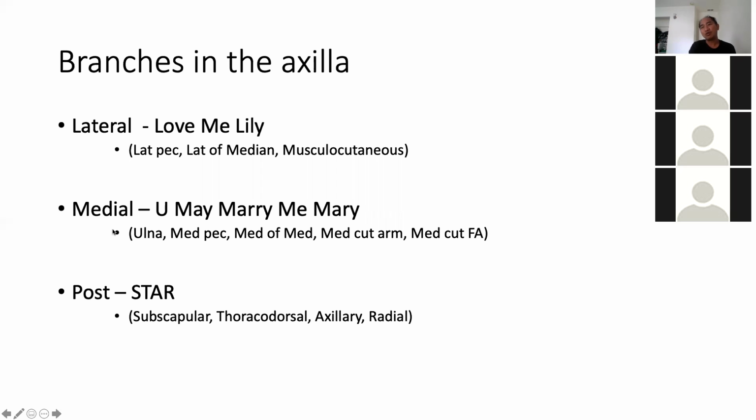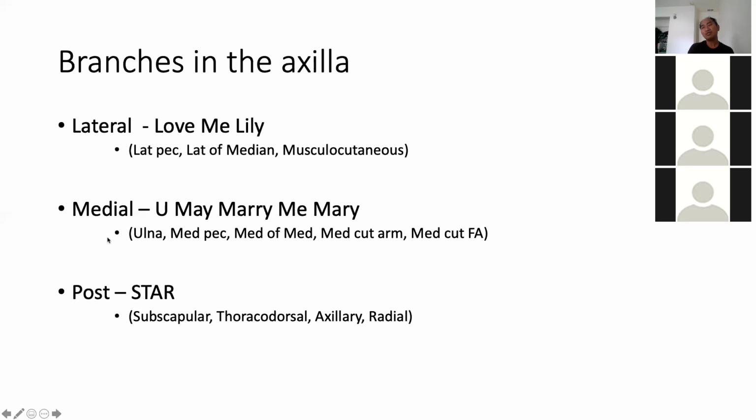Lateral cord, medial cord, posterior cord. From the lateral cord, the nerves come out as "love me Lily", yeah, individual nerves. Love me: lateral pectoral, me: musculocutaneous, and Lily is for the lateral portion of the median nerve.